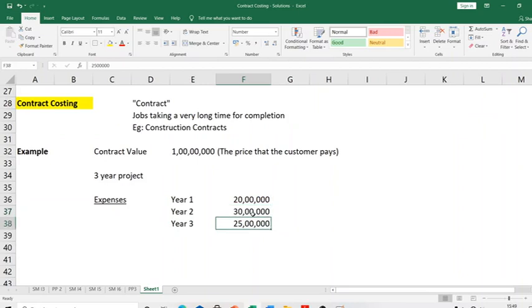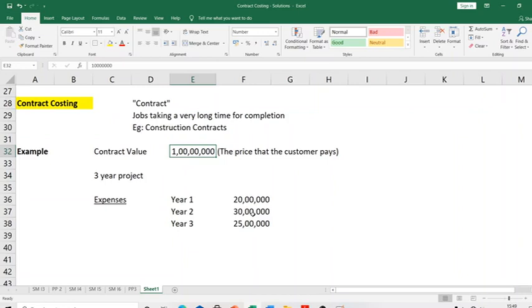Third year what you do is you bring 50 lakhs from last 2 years as opening stock, you debit current year's 25 lakhs. Now you have 75 lakhs of debit in your P&L account. You have 1 crore of credit towards contract revenue, because in the third year you finish your project, you sell it to your customer, you have 1 crore of revenue.